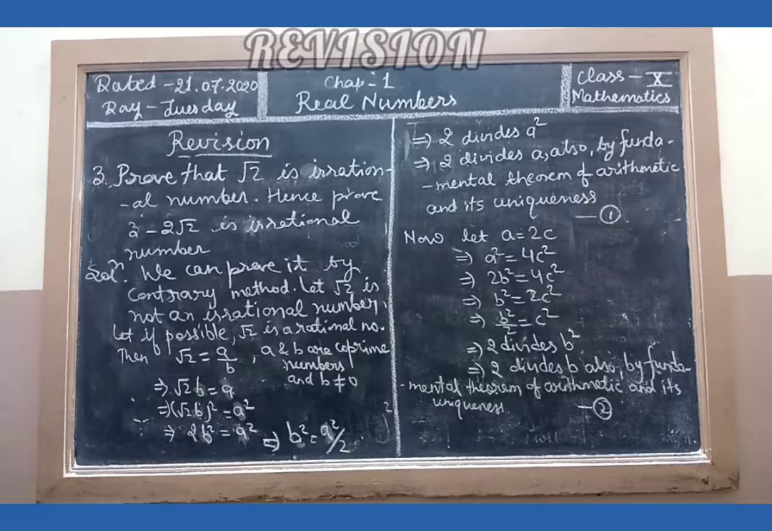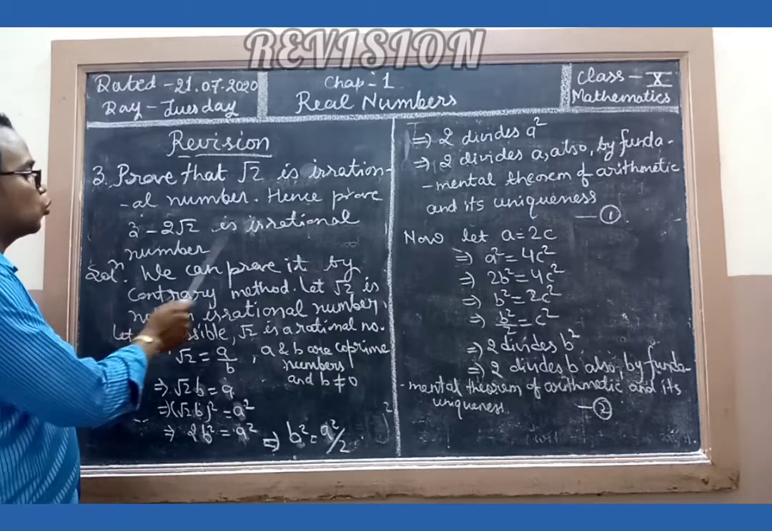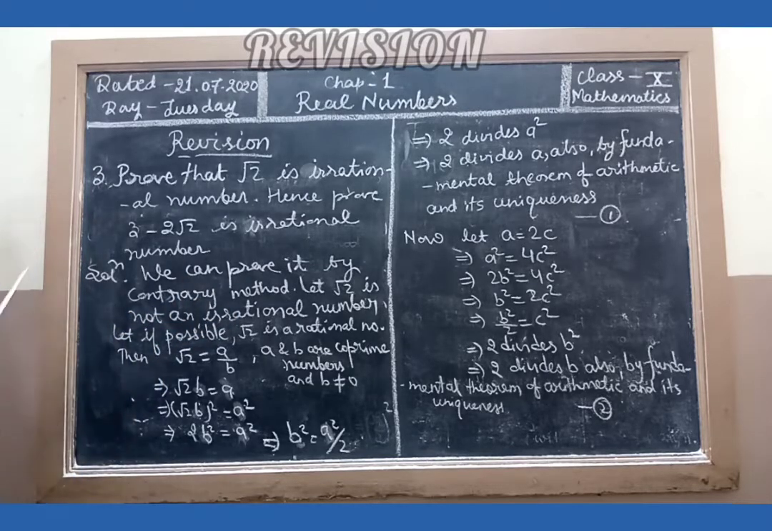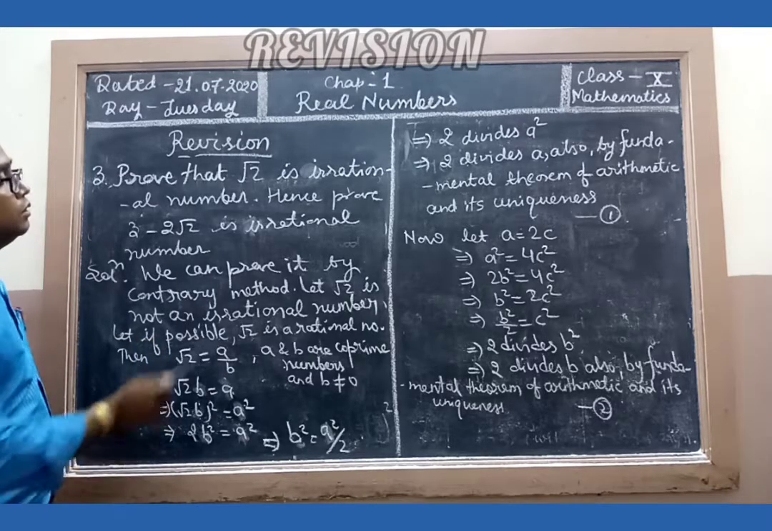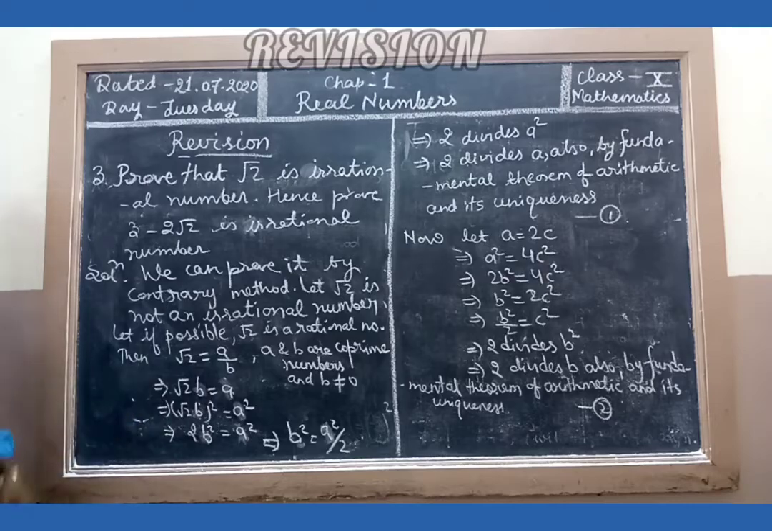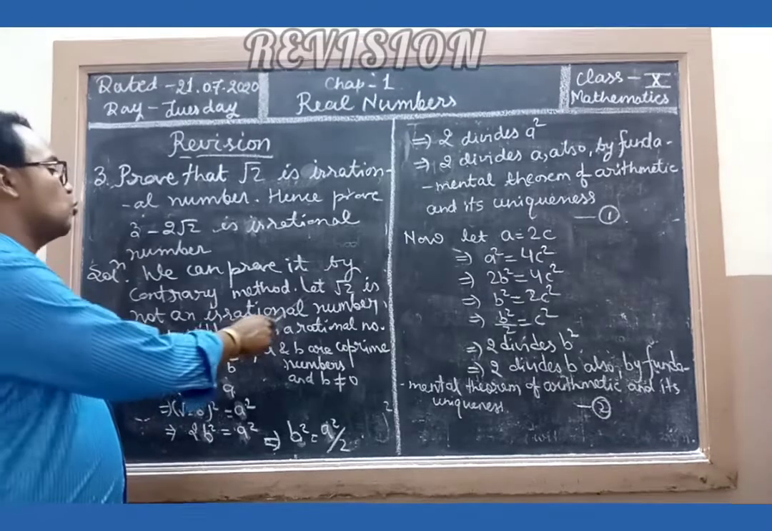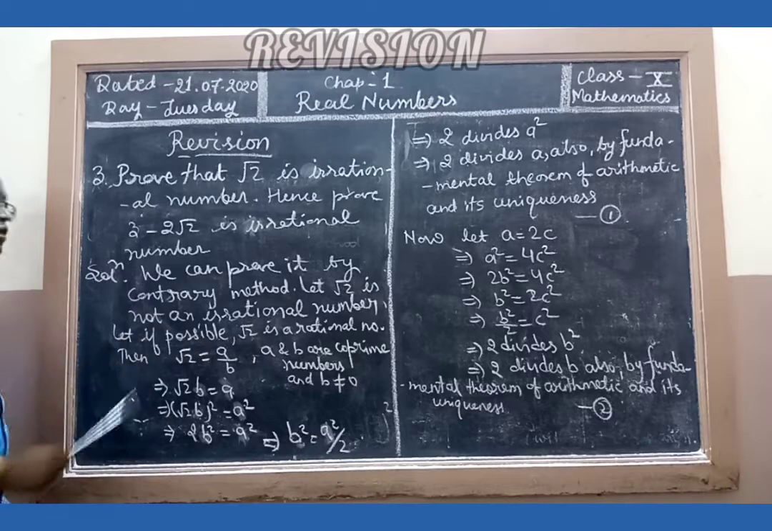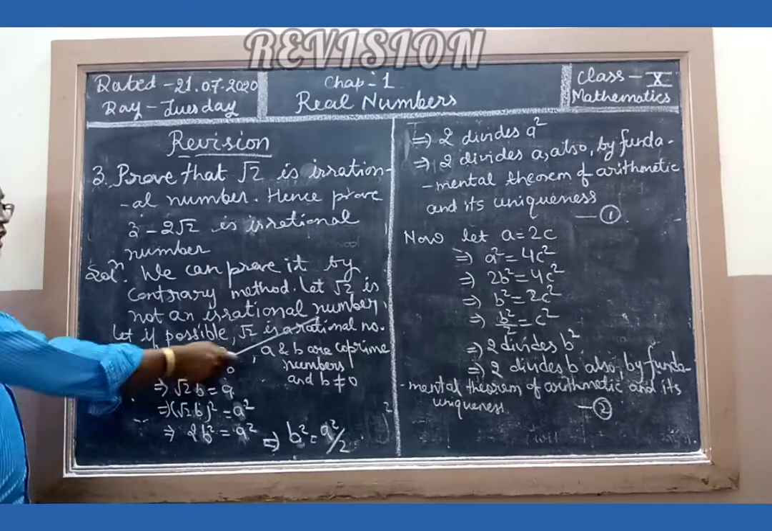Question 3. Prove that root 2 is an irrational number. Hence prove that 3 minus 2 root 2 is an irrational number. Students, we can prove it by the contrary method, which means contradiction. Let root 2 is not an irrational number, then we suppose it is a rational number.